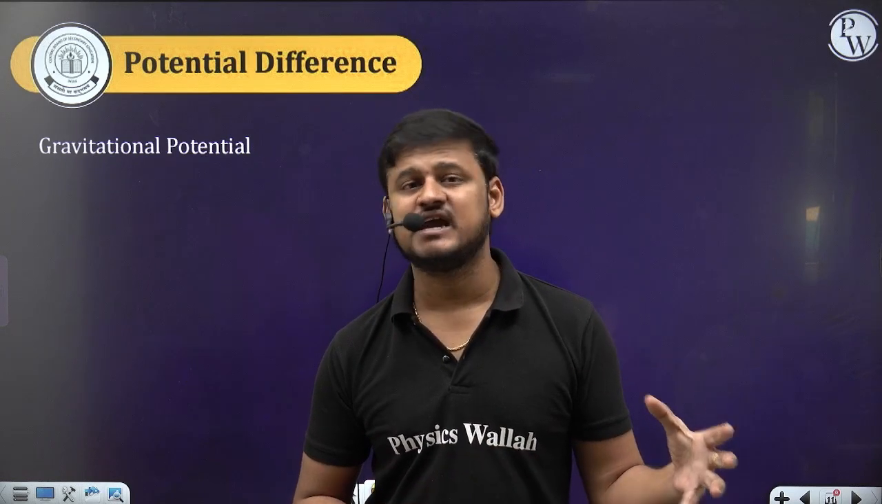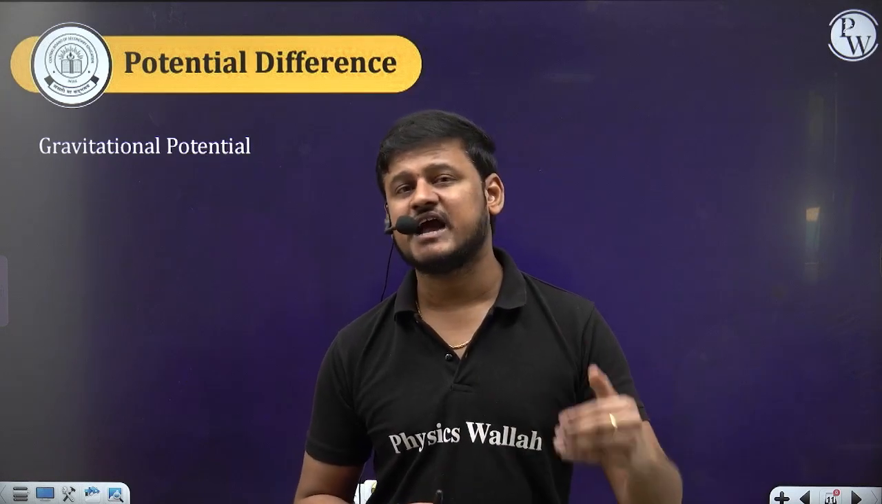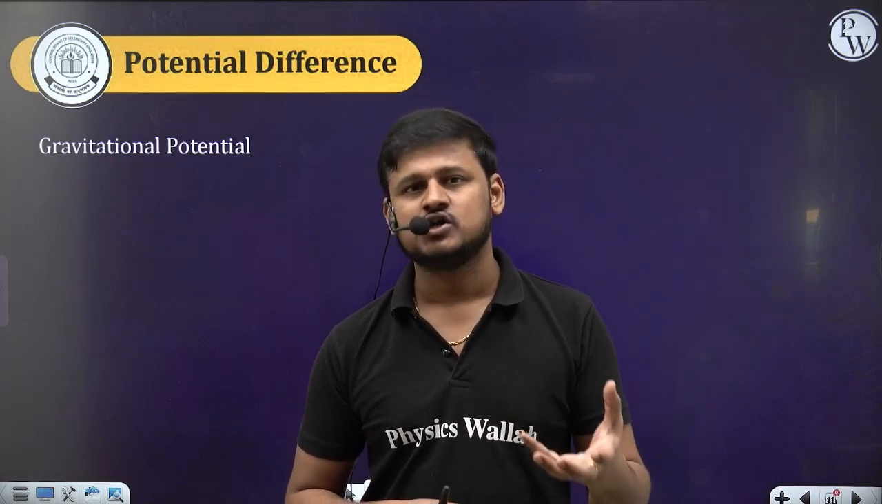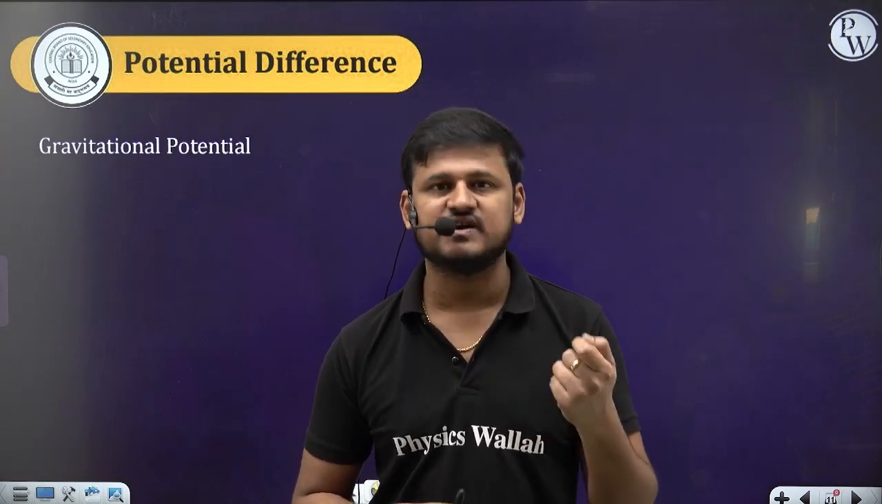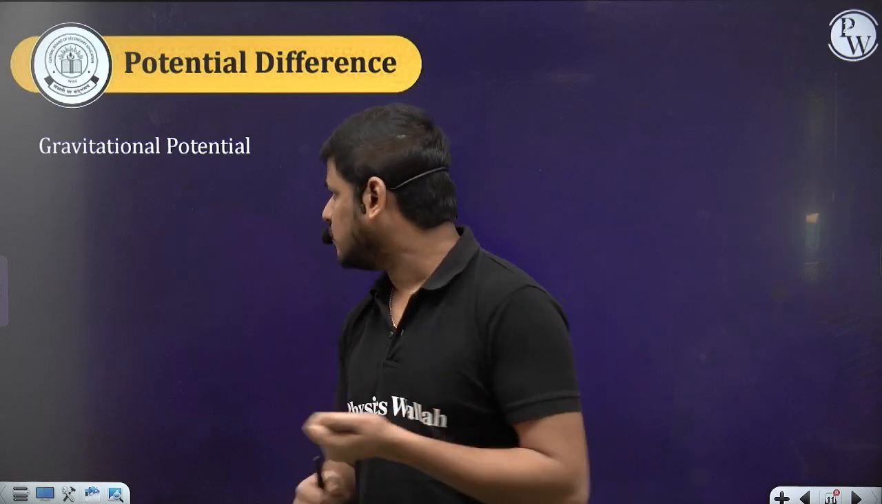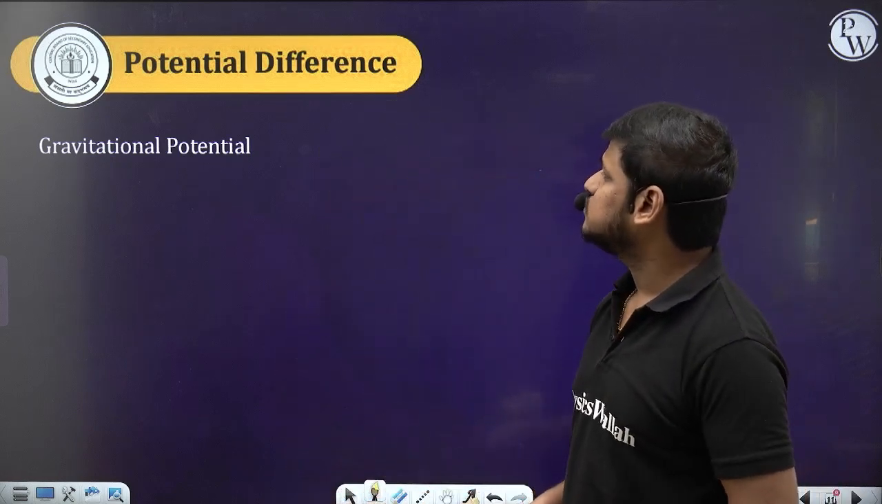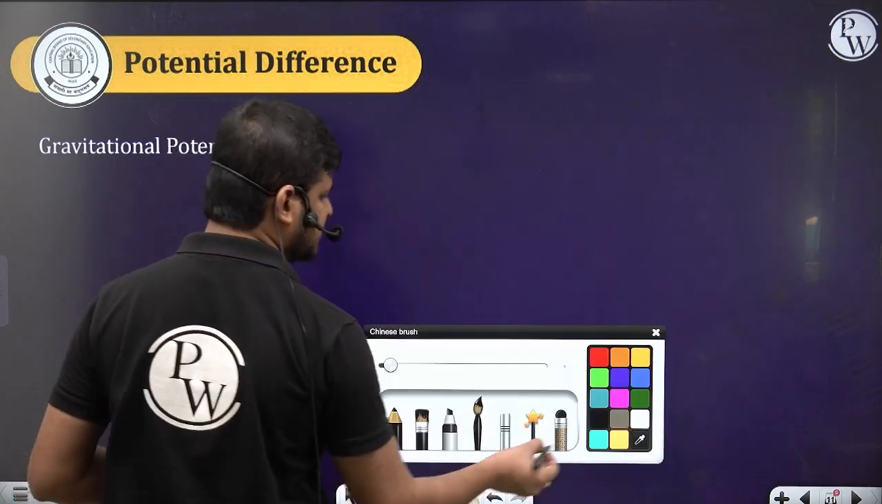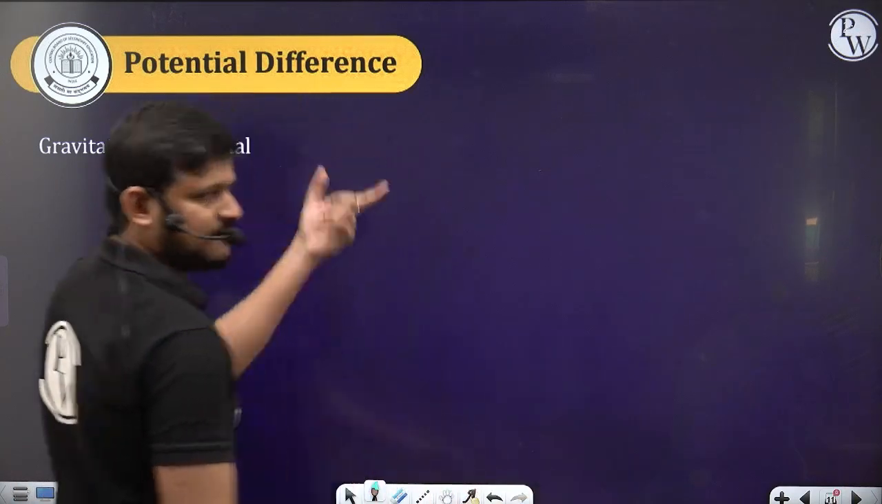And then later we have also seen what is the gravitational field, right? The gravitational field is G m by r square, we discussed, right? So now we are going to discuss the gravitational potential. So what is the gravitational potential or the potential difference?